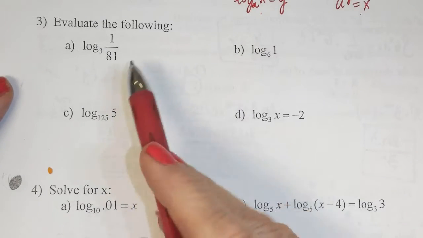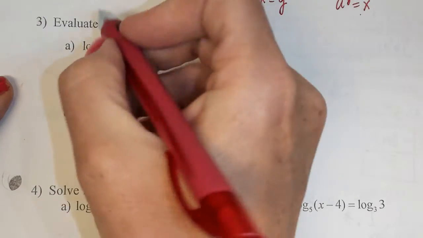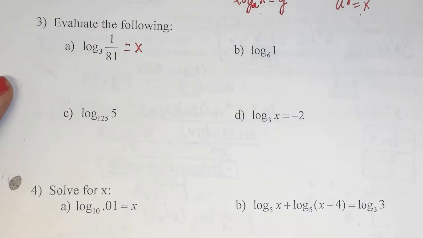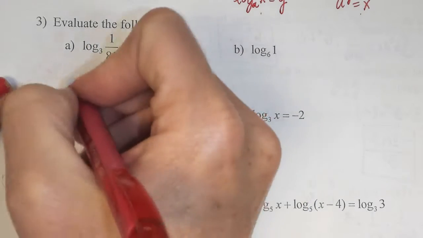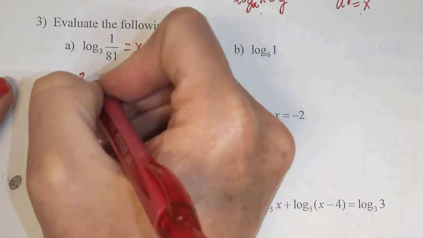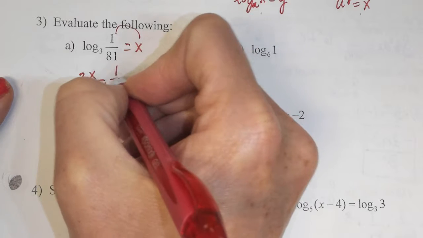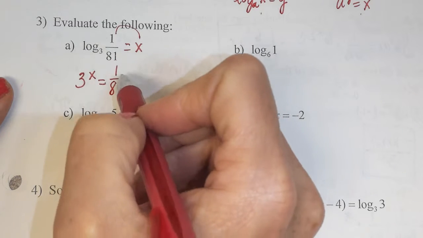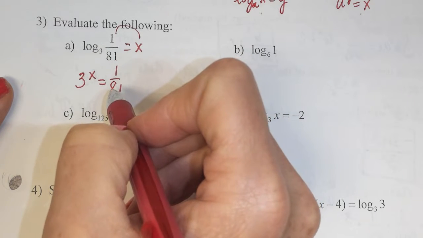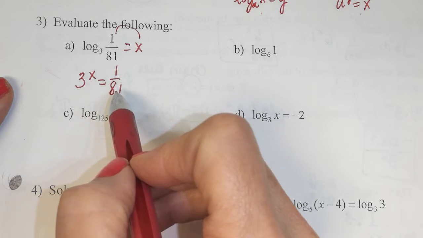Okay, so now evaluating. Evaluating is pretty straightforward. We're just going to set this equal to x, and then we're just going to rewrite it in exponential form. So we find the base, we go across, so it's 3 to the x equals, back to here, 1 over 81. So if we have 3 to the x equals 1 over 81, Michael, what's x going to be?